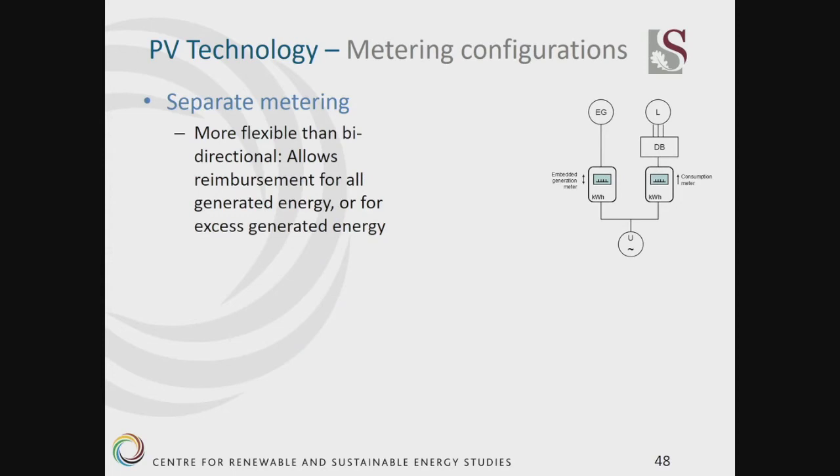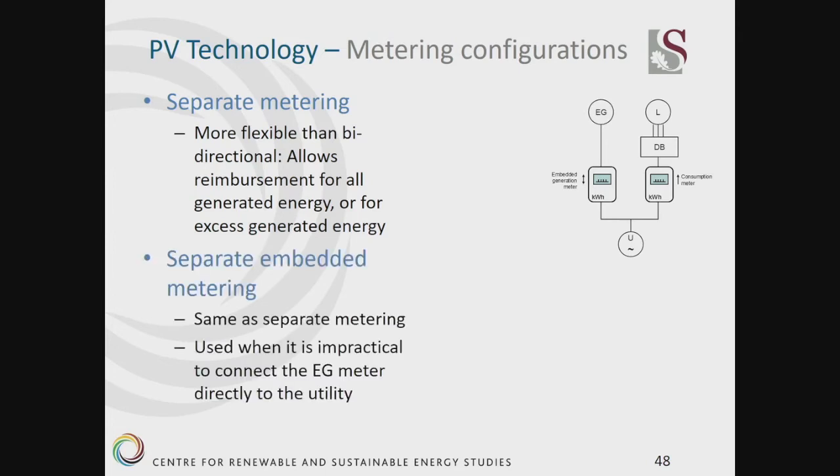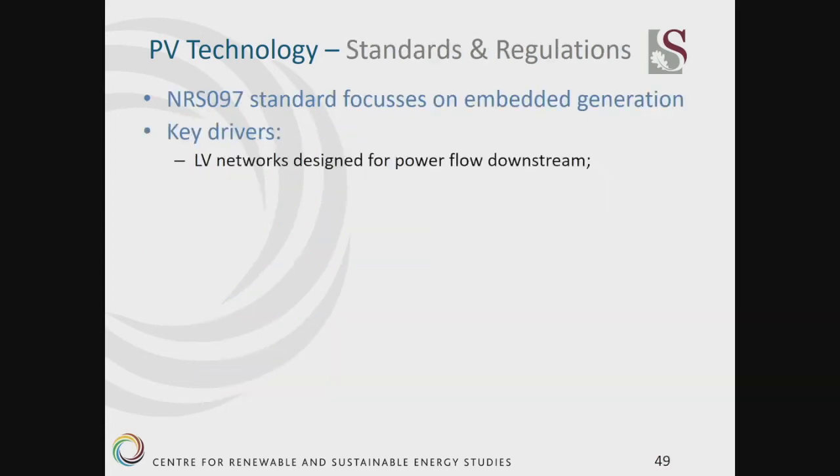Then we have separate metering, and this is more flexible than bidirectional because it allows for the reimbursement for all energy generated or for only the excess energy generated. And then we also get the separate embedded metering, which is the same as separate metering, and this is used when it's impractical to connect the embedded generator meter directly to the utility. So this is if you don't have access to a connection point where the utility meter is connected.